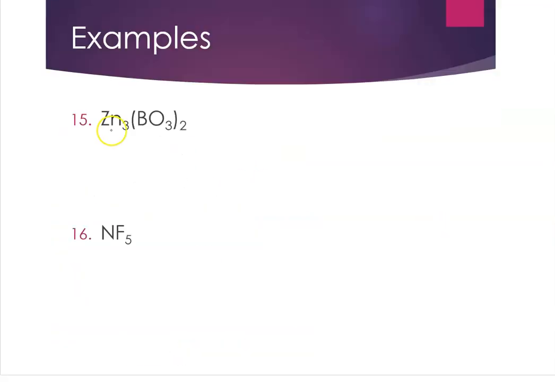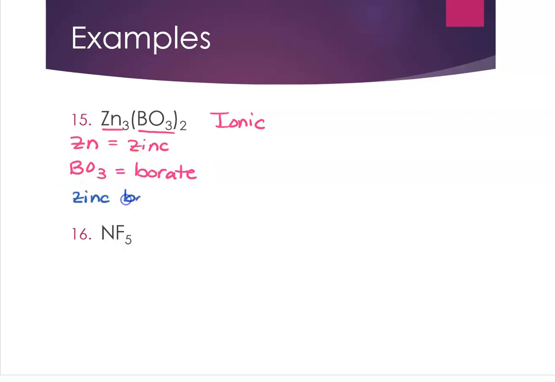All right. Next we have Zn3(BO3)2. So this is again a situation where I have something in parentheses, which means that that's a polyatomic ion, which means it's going to be ionic. But we can also go through our checklist and say Zn is not NH4, but Zn is a metal, so that means that it's going to be ionic as well. So I only care about the Zn and the polyatomic, which is BO3. Zn is zinc. BO3, if I look at my formula sheet, is borate. So this is going to be zinc borate.